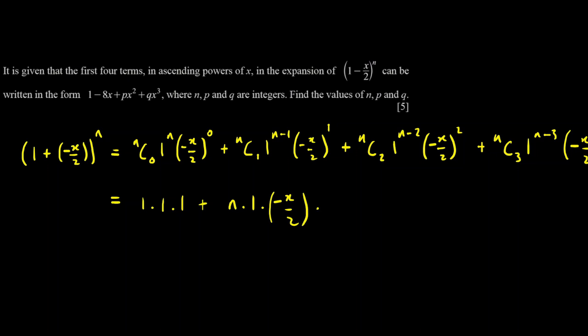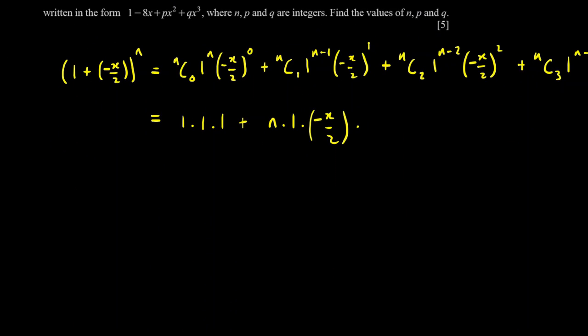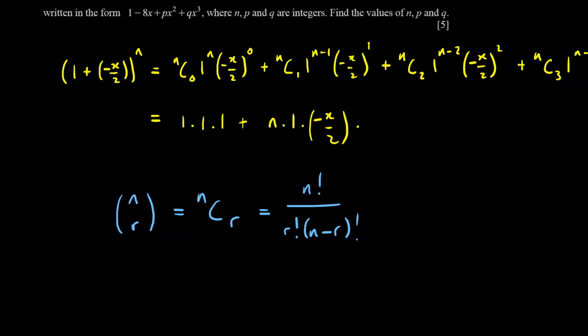Next, nC2. Well, you're going to have to use your formula here, and this is given to you in the front of your exam. So let me just go down and write that for you. The formula is that if you've got nCr, right? The way they write it on the exam is they use that bracket notation, but it means the same thing as nCr. That's equal to n factorial over r factorial times n minus r factorial.